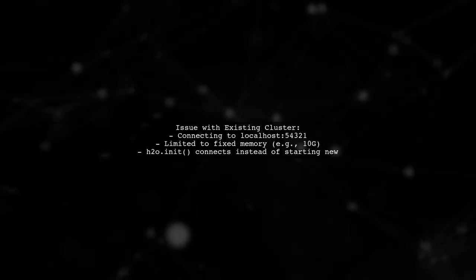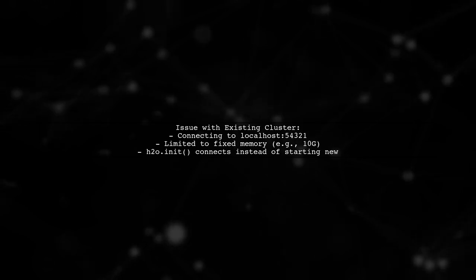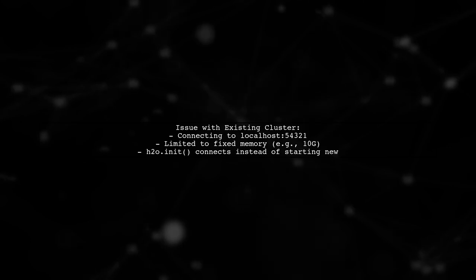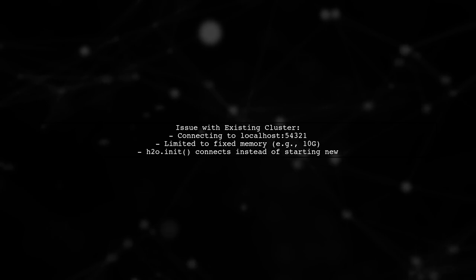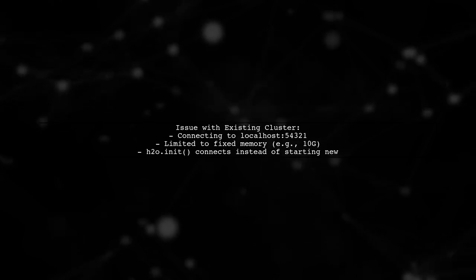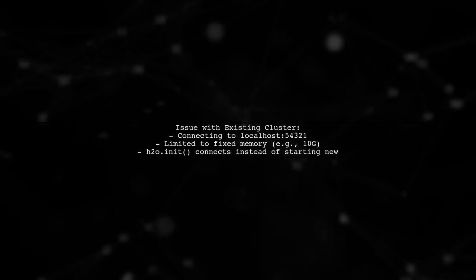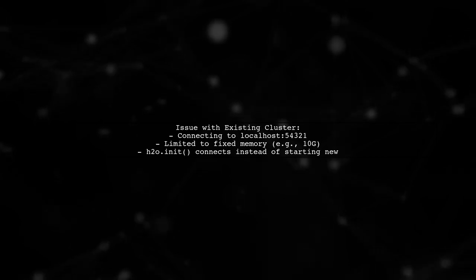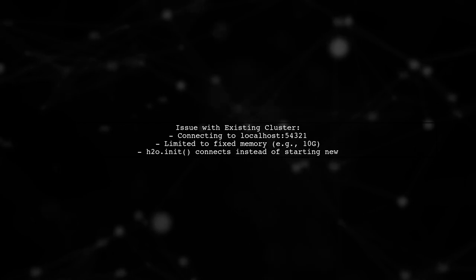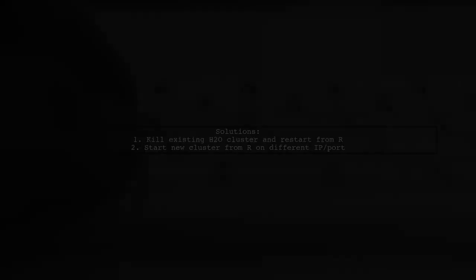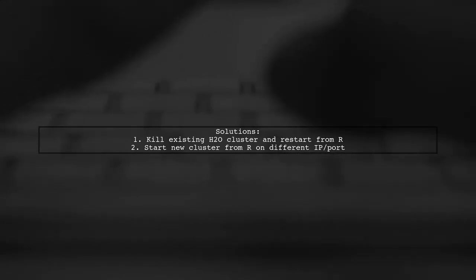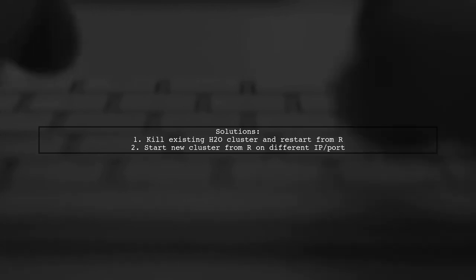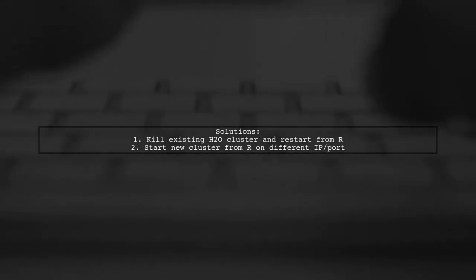If you're connecting to an existing H2O cluster at localhost:54321, it may be limited to a fixed memory size, like 10G. Running h2o.init will connect to this cluster instead of starting a new one with your specified memory. To resolve this, you can either kill the existing H2O cluster and restart it from R with your desired memory, or start a new cluster from R using a different IP or port.